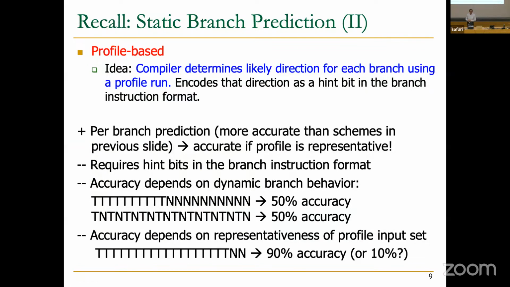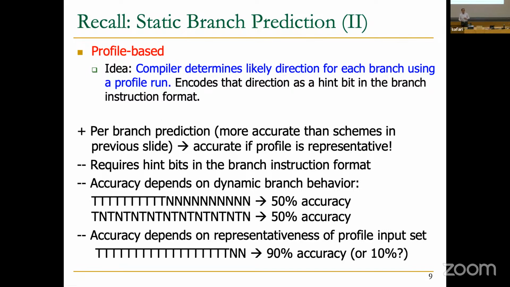Basically, why not distinguish between different branches by having a single bit associated with each branch instruction that indicates a hint as to whether the branch should be predicted as taken or not taken. And this bit can be set by the compiler using profiling, or the programmer if you're doing assembly programming, for example. And this is nice because now you can do branch prediction on a per conditional branch basis.